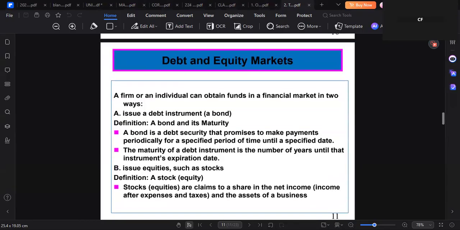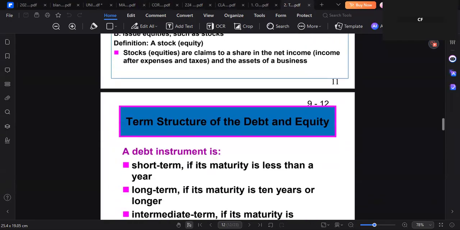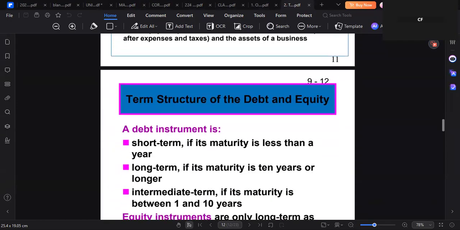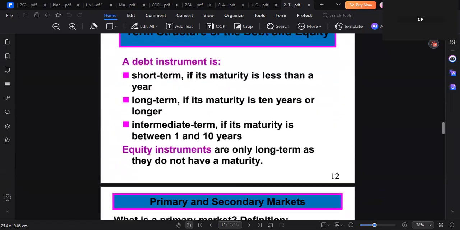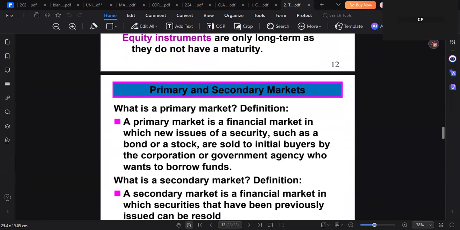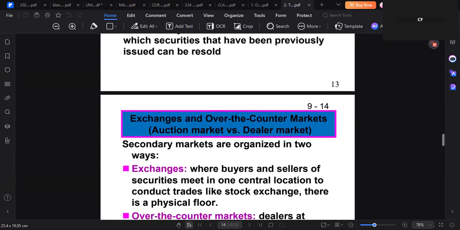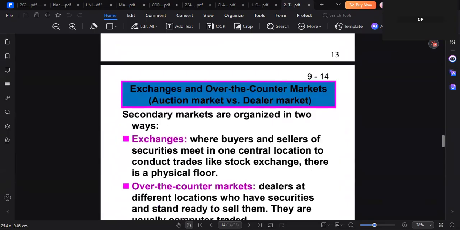Now, I've talked about the debt market, which I'll talk about specifically as I'll be taking you through bond valuation and stock valuation. So a debt can be short-term, long-term, and intermediate. Primary markets, I've talked about it, where we're looking at stocks that are issued for the first time. And over the counter markets, where buyers and sellers will meet on one central location.